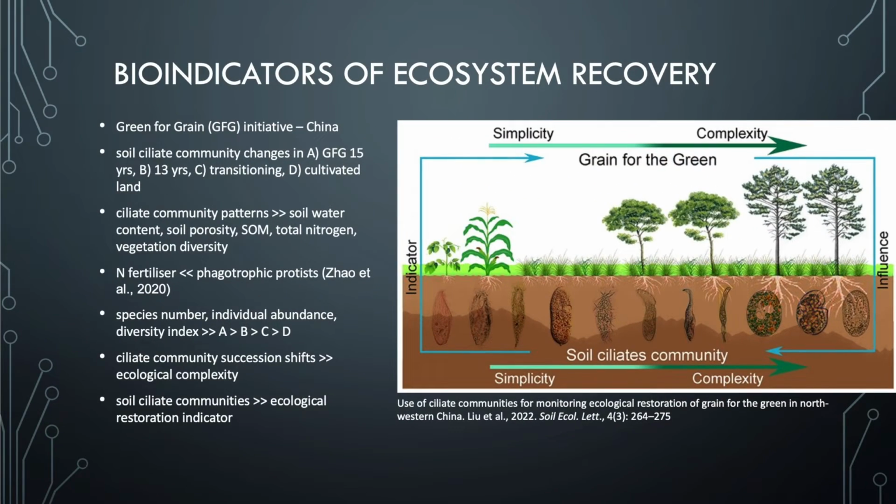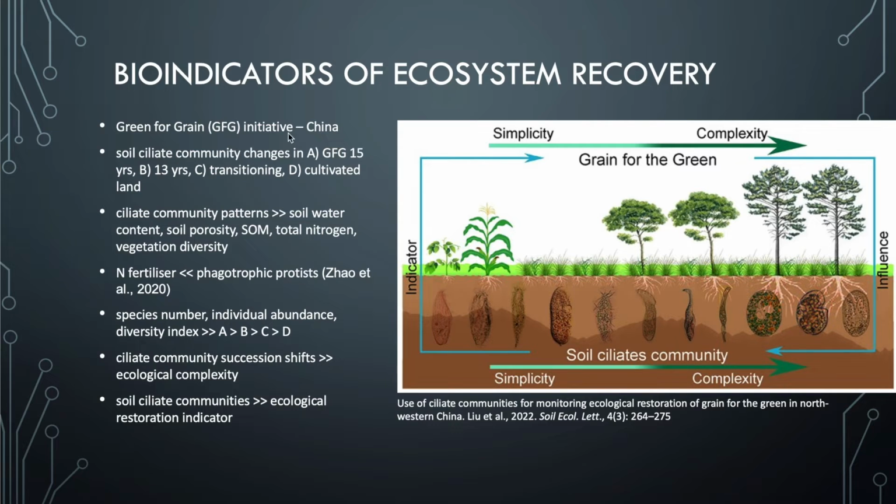So one of the most pertinent ways in which soil protists are used as bioindicators is in ecosystem recovery. There is this fabulous project in China called the Green for Grain Initiative, where damaged parcels of land that have been under cultivation and have experienced erosion, soil salinity, and desertification, for example, are being recovered, where the ecosystem is allowed to regrow and people plant native vegetation on those plots and try to regain soil function. And this particular study has used soil ciliate community changes in examining the efficacy of the Green for Grain program.